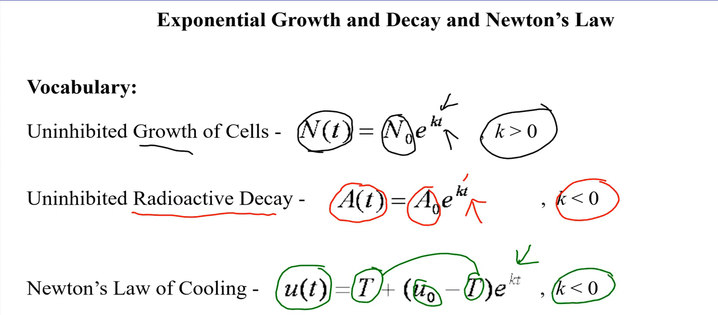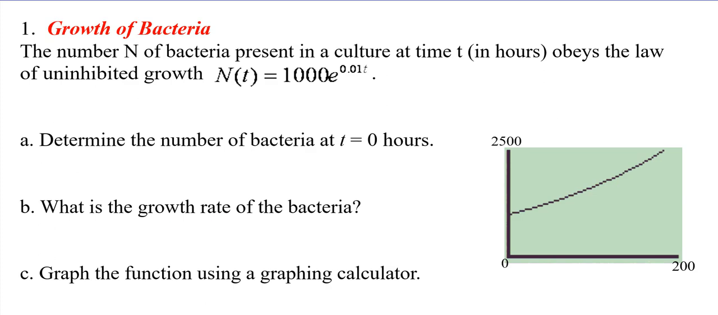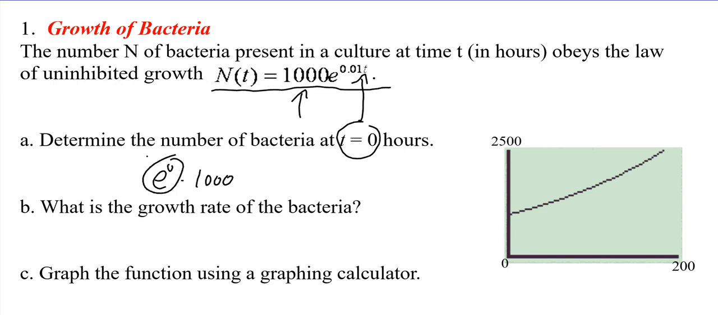Let's go ahead and look at our first example here. So looking at our growth of our bacteria is given by this equation. N of t equals 1000 e to the 0.01 t. So determine the number of bacteria at t equals 0 hours. Well, if we put t into this equation at 0, 0 times 0.01 is 0, e to the 0 is 1. So e to the 0 times 1000, well, 1 times 1000 is 1000. And we can see that from our equation as well, because that's our initial amount of bacteria.